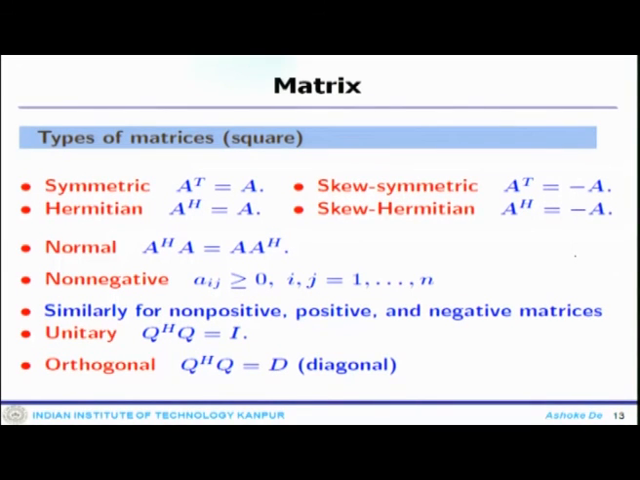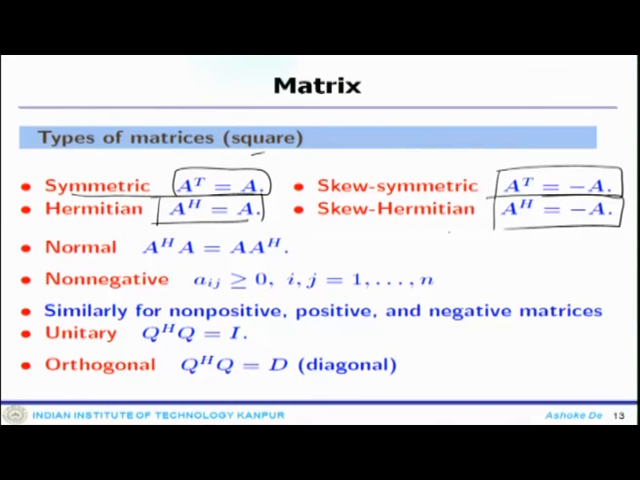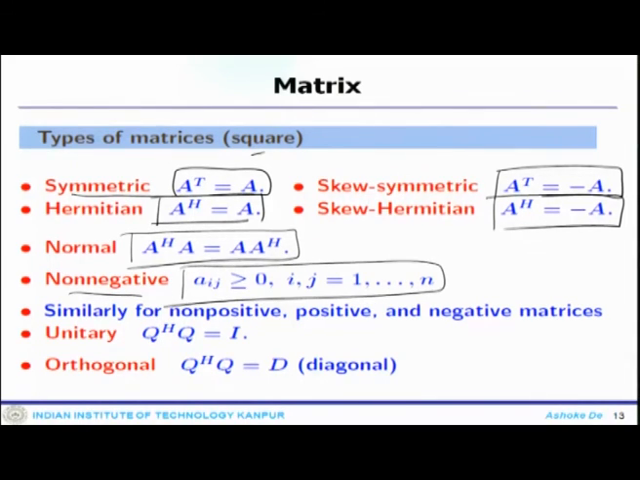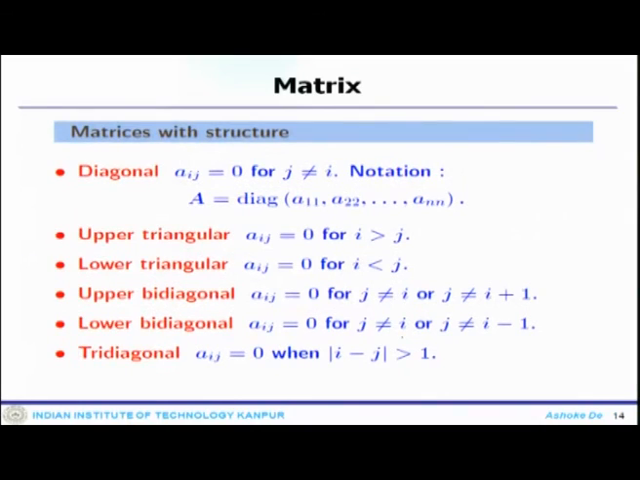Now the types of matrices. It could be square matrices when m equals n; symmetric matrices, A transpose equals A; Hermitian matrices, A^H equals A; skew symmetric, when A transpose equals minus A; skew Hermitian, A^H equals minus A; normal, A^H A equals A A^H. The matrix is non-negative when its components are greater than or equal to 0, that means they are not negative. Similarly, unitary matrices and orthogonal matrices. These unitary and orthogonal matrices are going to be important matrices.